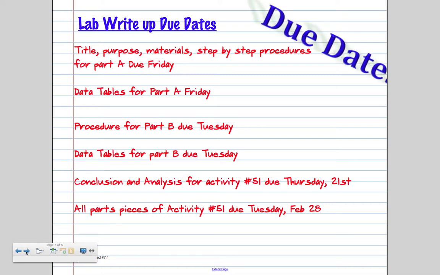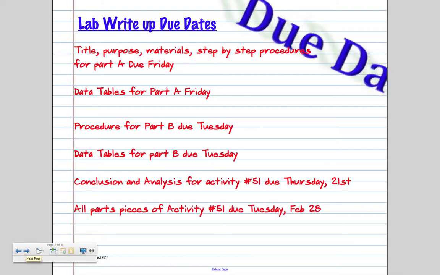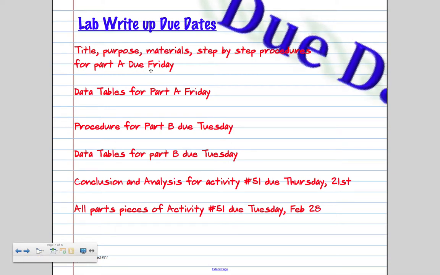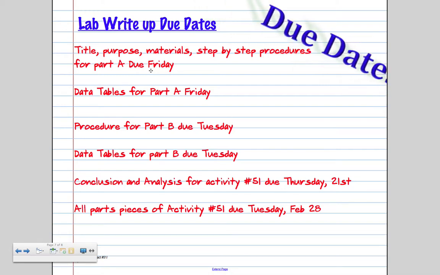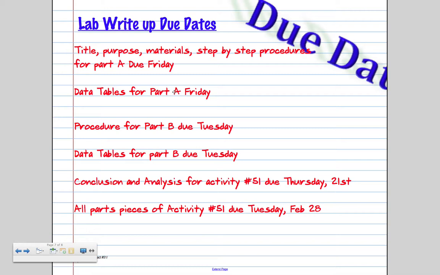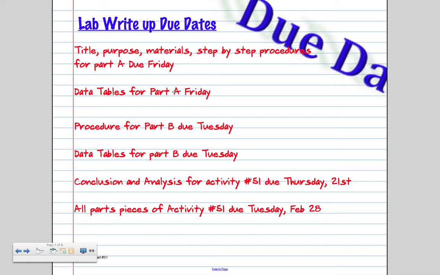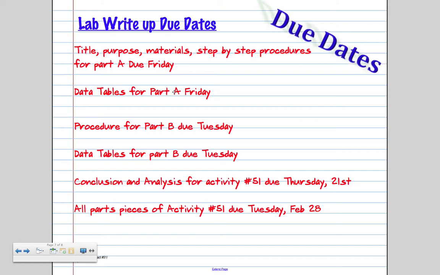Today, you should work on doing the things that you need to do, creating a title, the purpose, materials, step-by-step procedures for Part A. That's determining what sorts of problems the Willow Grove water has and preparing those data tables. You're going to work on those with a partner from your lab group. I hope that these directions are sufficient, and I hope that this is explained well enough for you. I know that the video was a little long.